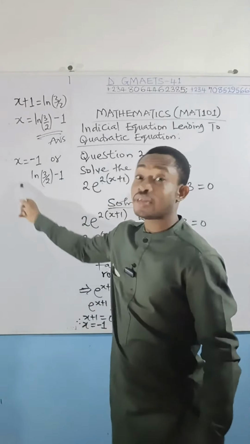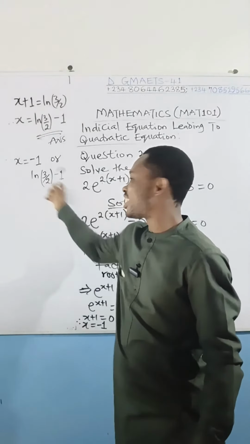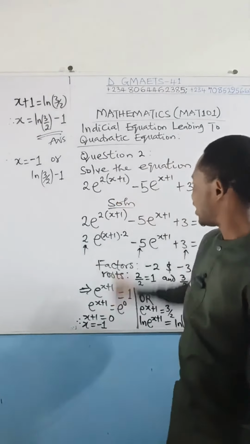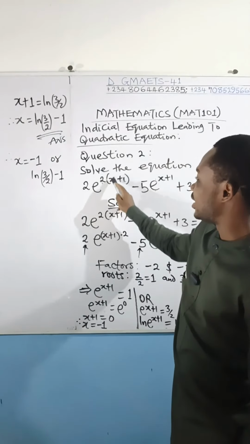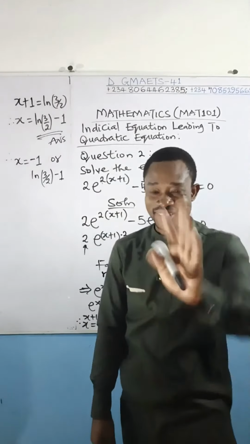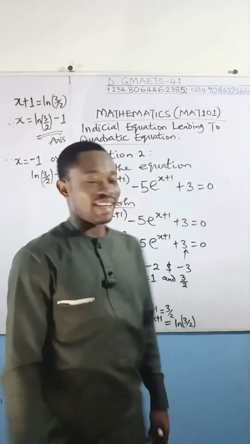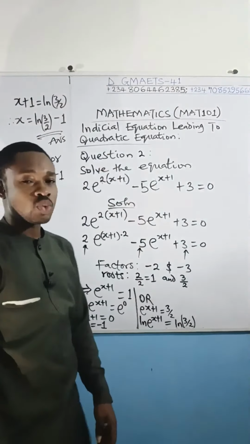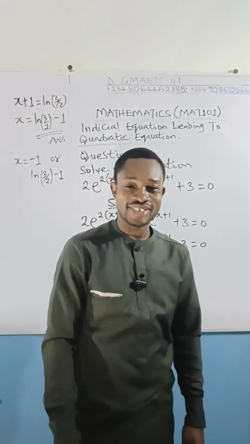You may wish to try this one. Okay? You still get the same result. Nothing is there. Come over here and then fix ln 3 over 2. There are certain principles you will apply to get the result, but I'm not going to waste my time on that for now. I'm done solving this question. I hope you understood it, right?